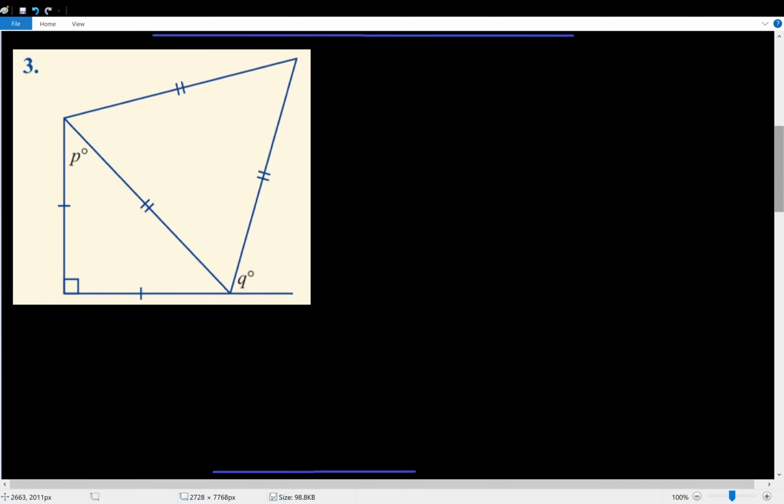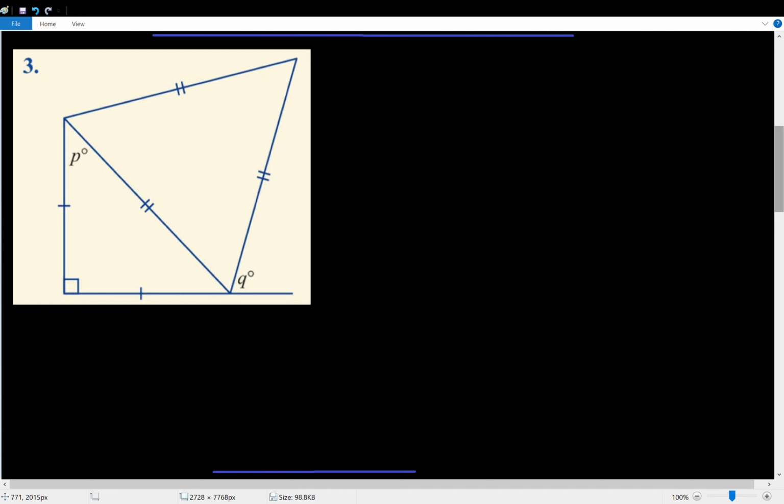Alright, in question 3 we've been given a right angle triangle and an equilateral triangle stuck together. And we've just got to measure the angles P and Q. In this particular diagram, any lines marked with the same number of dashes have the same value. So for example, the two lines marked with a single dash have the same value, and the three lines marked with a double dash all have the same value.